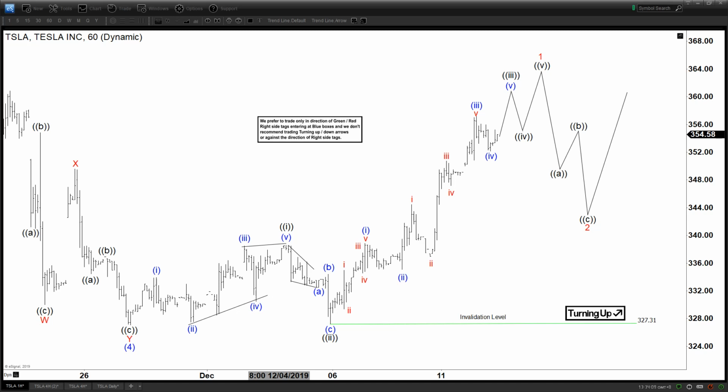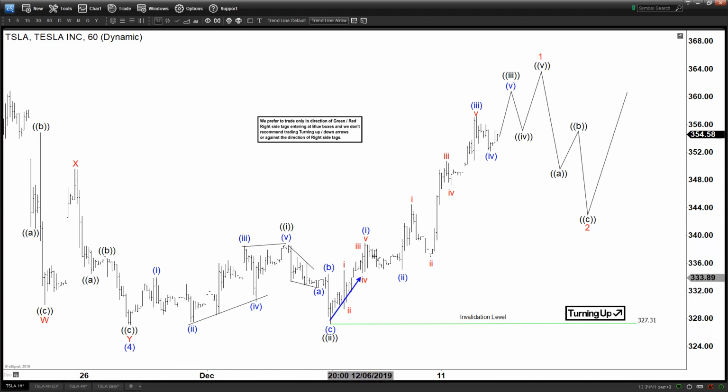Today we will be looking at the chart of Tesla. This is a 60 minutes chart. We can see right here this decline to this 327 is labeled as a wave 4. And from there we can see a nice impulsive rally. We got a wave 1 as a diagonal, leading diagonal 1 2 3 4 5. We got a wave 2 as an ABC.